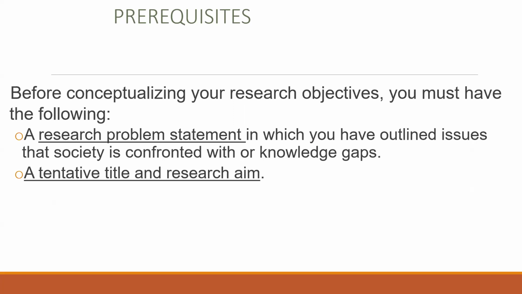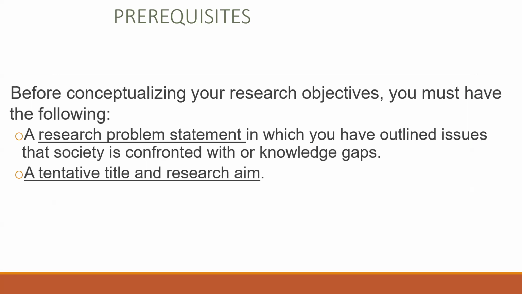I'm not going to address a research aim because we said that the aim of your research is to solve the problem. So anything else that you are doing should ultimately result in solving the problems or addressing the research gaps that you've identified in your research problem statement. So those are the prerequisites. You must have done your literature review. You must have written the research problem statement. You should have a tentative title, and you should have the aim of the research.